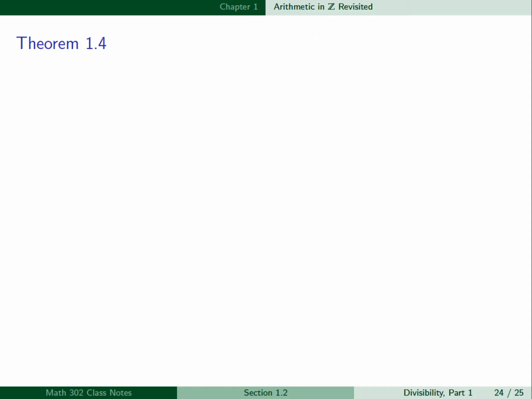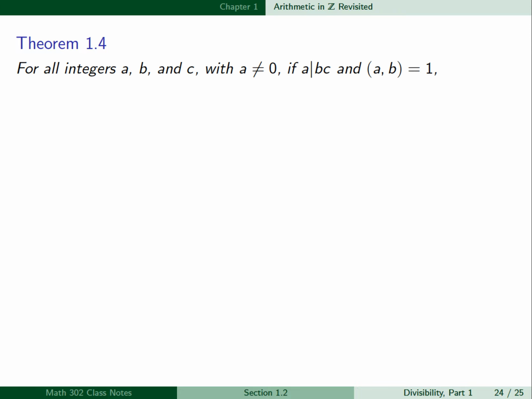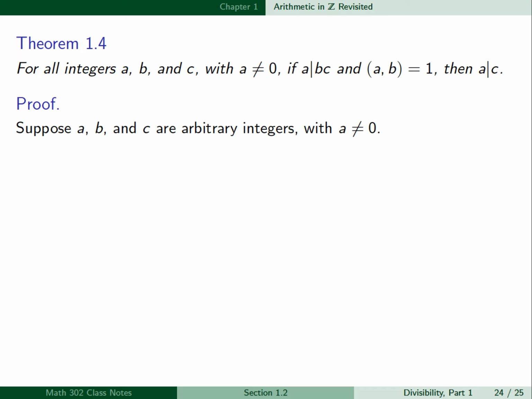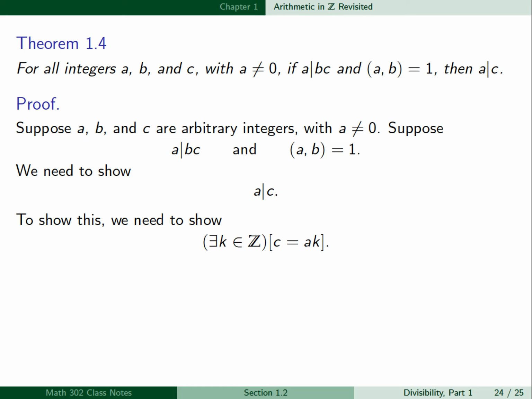So this is Theorem 1.4, which says for all integers a, b, and c, with a not equal to 0, if a divides the product bc, and a and b are relatively prime, so the GCD of a and b is 1, then a must divide c. And for the proof, suppose a, b, and c are arbitrary integers with a not equal to 0. Suppose our hypotheses, a divides bc and the GCD of a and b is 1. We need to show that a divides c. And to show this, according to the definition, we need to show that there exists an integer k such that c = ak.